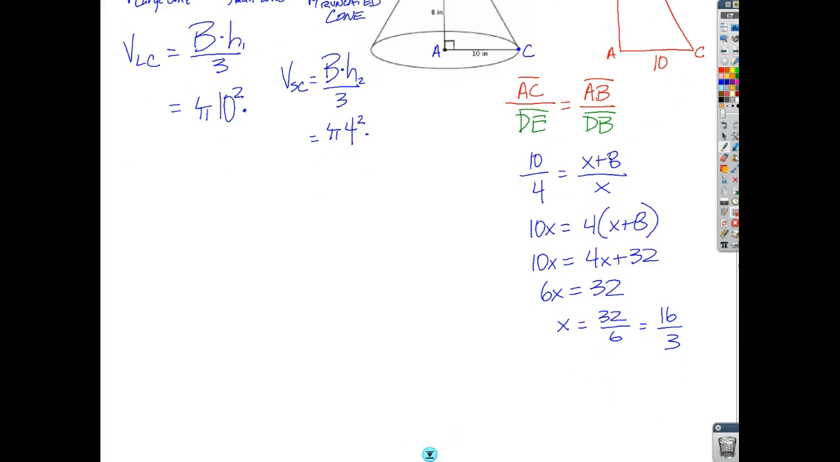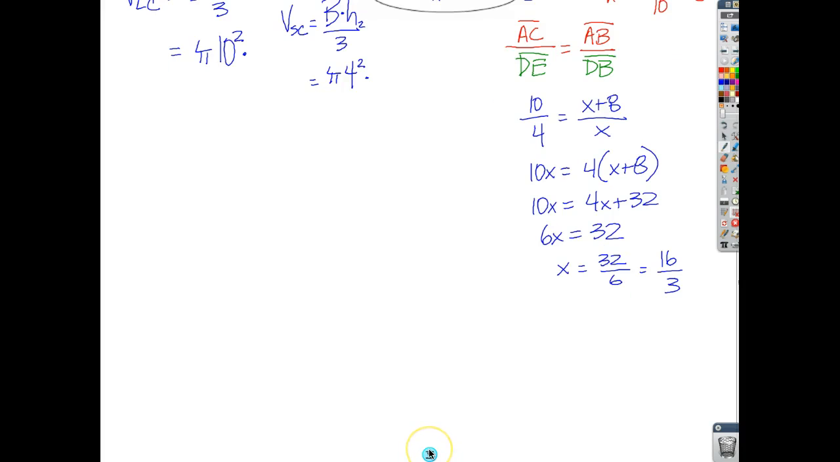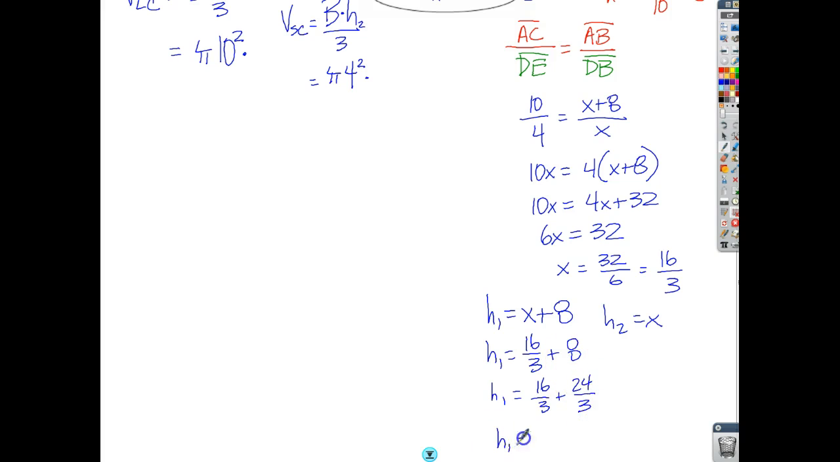All right, so we knew that height 1 was equal to x plus 8, and height 2 was equal to x. So height 1 is going to be equal to x, which is 16 thirds, plus 8, okay? Well, I want all of these to be the same size. So height 1 is going to be 16 thirds, and I'm going to turn 8 into thirds. If this is 8 ones, then if I turn it to thirds, it's 24 thirds. So the height of the entire thing is going to be 40 thirds, okay? And then I know that height 2, the height of the small cone, is going to be equal to 16 thirds.